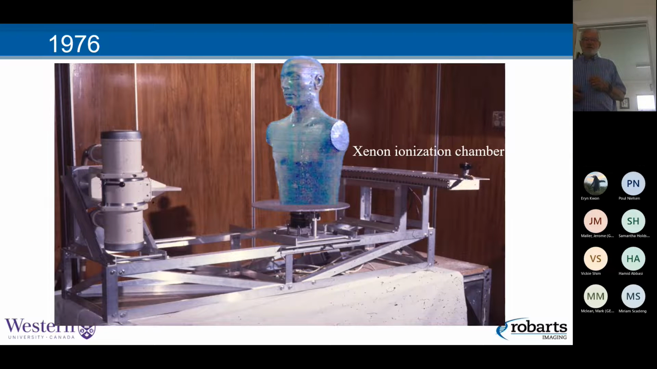So the first prototype looked like this: X-ray tube, xenon ionization chamber, Rando phantom that's commonly used for radiotherapy, machine calibration. So instead of the X-ray tube and detector rotating around the patient, in this lab setup, the patient rotated in between the X-ray tube and the ionization chamber detector.